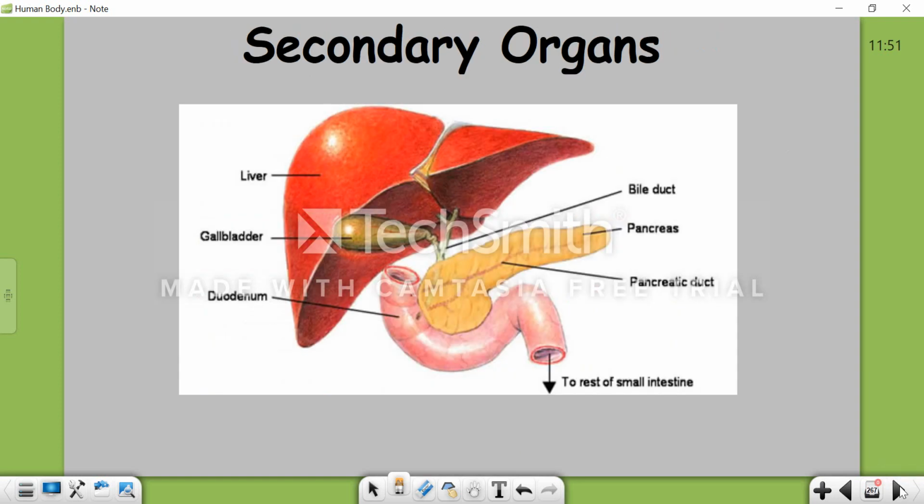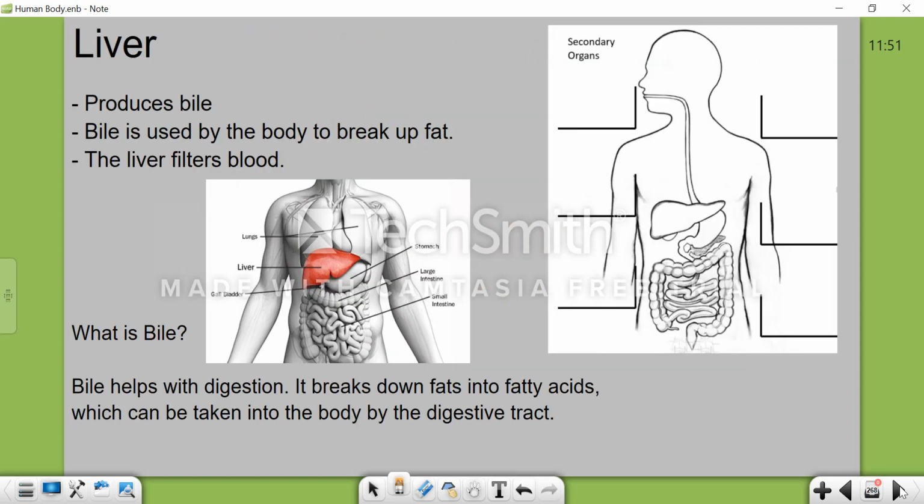So now we're moving into our secondary organs. There's only three that we need to cover. The first one is the liver. The liver sits right over here, and you can see the stomach sits underneath. Don't get these two confused. These are very frequently confused. The stomach kind of looks like a little baby J shape almost. So the liver is what produces bile. Bile is what helps to break up fat, and the liver does filter blood through the digestive system.